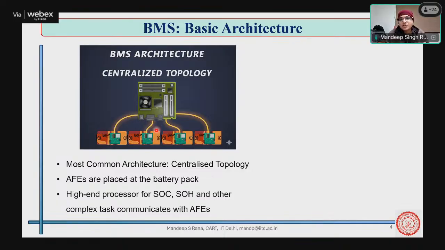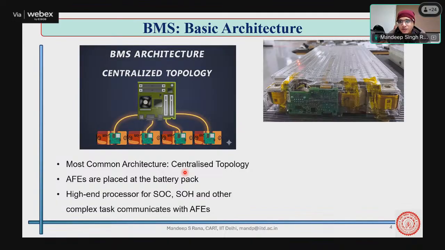But today's topic, which is more like the AFE for battery pack management or BMS management, focuses on these smaller parts which are responsible for near-battery operations. This is one of the most common architectures being used in BMS today in EVs. It's called the central one.